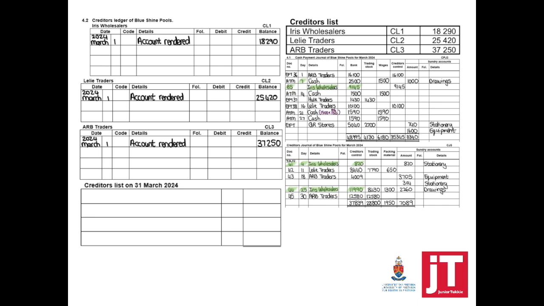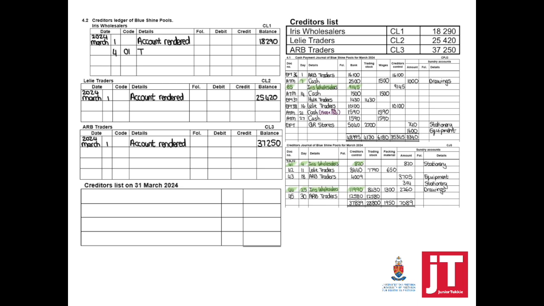Now you just need to be careful. You cannot just start with the CPJ and then move on to the creditors journal. This must be in date order. Hence, that's why I've said, while you're doing the transaction, you must take it to the creditors ledger at the same time. It's an individual record of each one of my creditors.